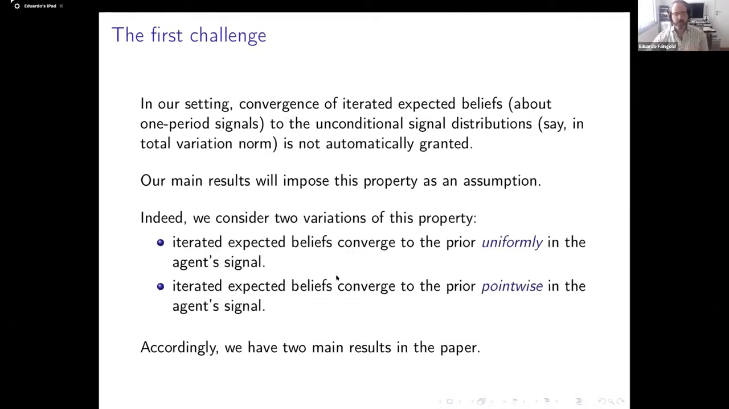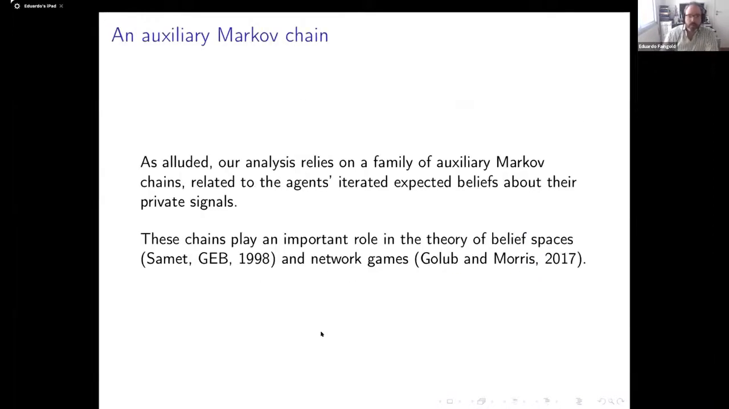So we're going to have two variations of this property: when iterated expected beliefs converge to the prior uniformly in the agent signals, and when they only converge pointwise. That's why we're going to have two main results in the paper, one for each of these two assumptions. So let me show you the theorems. I have about 7 minutes, so I want to jump to the setting. I need to introduce this auxiliary Markov chain related to the agent's iterated expected beliefs about their private signals.